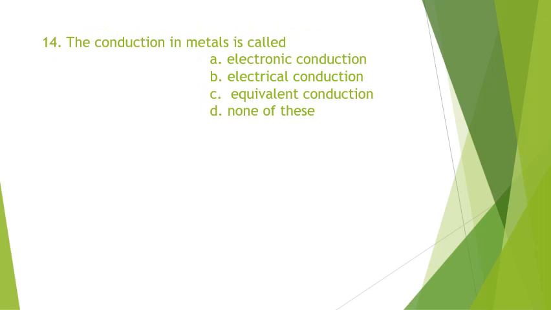MCQ number 14. The conduction in metals is called option A, electronic conduction, option B, electrical conduction, option C, equivalent conduction, option D, none of these. And the correct answer is option A, electronic conduction. Electrical conductance through metals is called metallic or electronic conductance and is due to the movement of electrons.